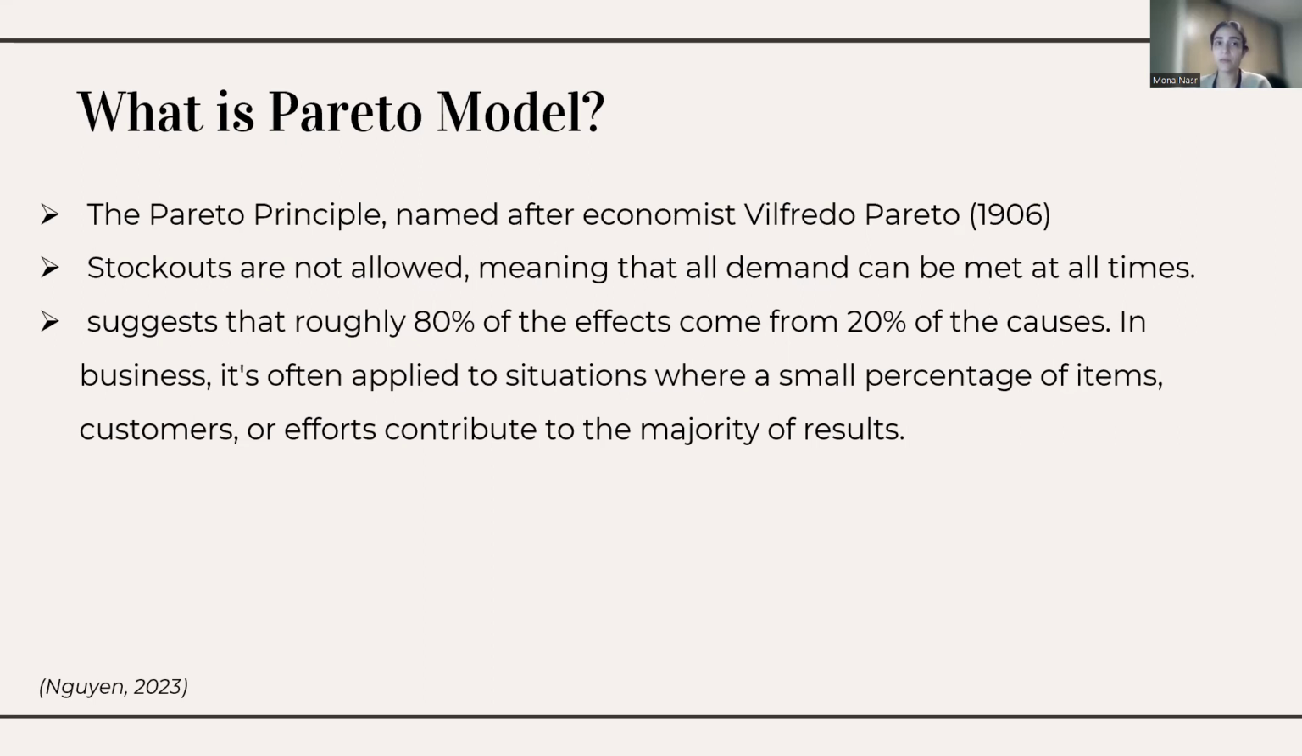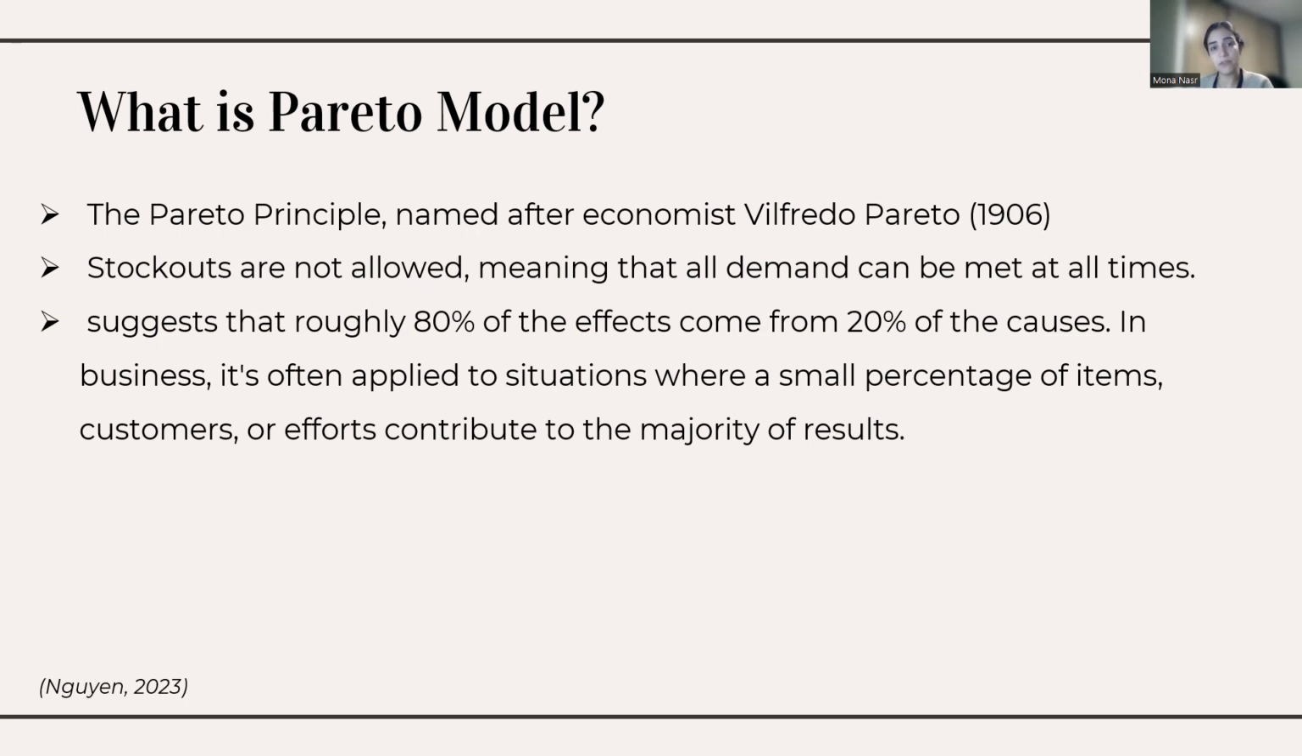Now, let's discuss the Pareto model. The Pareto model, also known as the 80-20 rule or the Pareto principle, is an approach to analysis and decision-making based on the observation that a significant proportion of effects or outcomes, approximately 80%, are typically generated by a relatively small portion of causes or inputs, approximately 20%. This principle is named after economist Vilfredo Pareto, who made this observation in 1906.